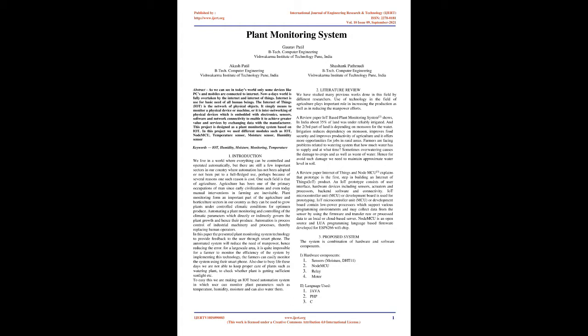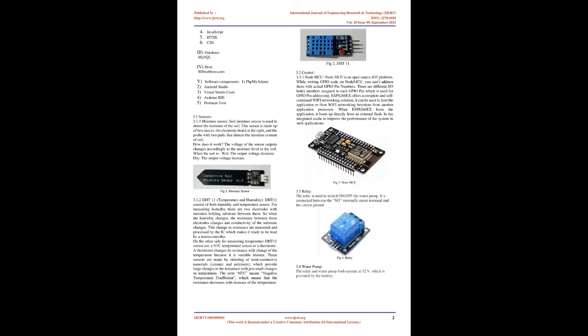In this paper we present a plant monitoring system technology to provide feedback to the user through a smartphone. The automated system will reduce the need for manpower, hence reducing errors. For a large-scale area, it is quite impossible for a farmer to monitor the efficiency of the system. By implementing this technology, the farmers can easily monitor the system using their smartphone.